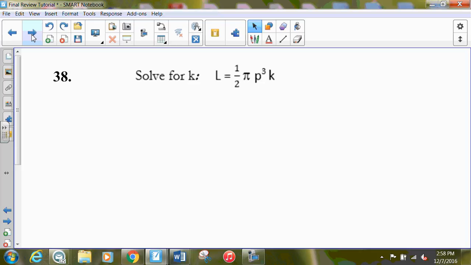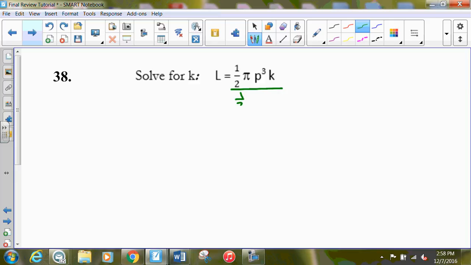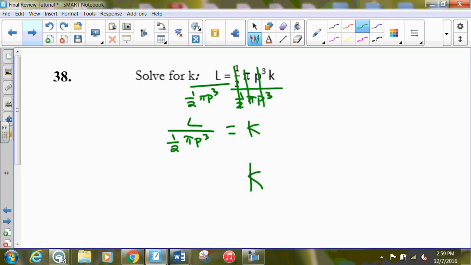Okay, and then the last thing with solving equations was the literal equations. And so here it says solve for k, and we are simply going to isolate k by dividing both sides by everything that's not k. Okay? Ha ha ha. It's a little k joke. So we're going to have L over 1/2 pi p cubed. If this were on the test, you may see the answer like this, and try to figure out why these two answers are the same.